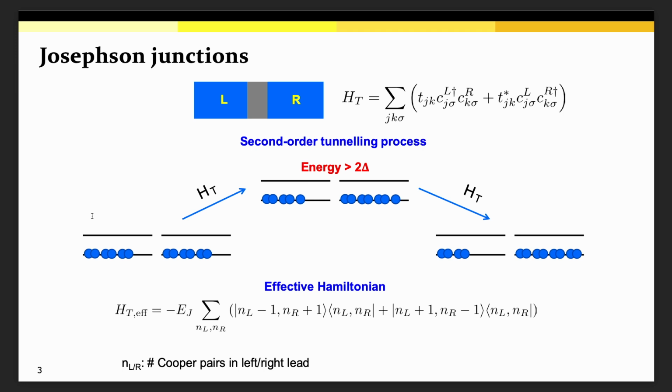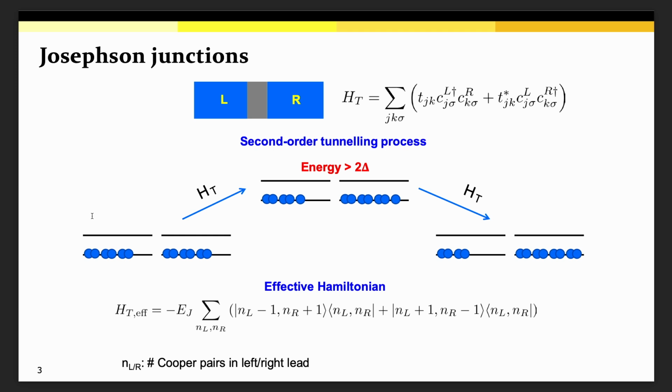At the microscopic level, this is the tunneling Hamiltonian, which moves electrons from one side of this barrier to the other. Now, in a superconductor, electrons are bundled in Cooper pairs. If you try to move an electron across, this costs some finite amount of energy, twice the superconducting gap. So you can actually only move electrons in pairs. This happens via a virtual second-order process, which eventually results in a coherent tunneling process of single Cooper pairs.